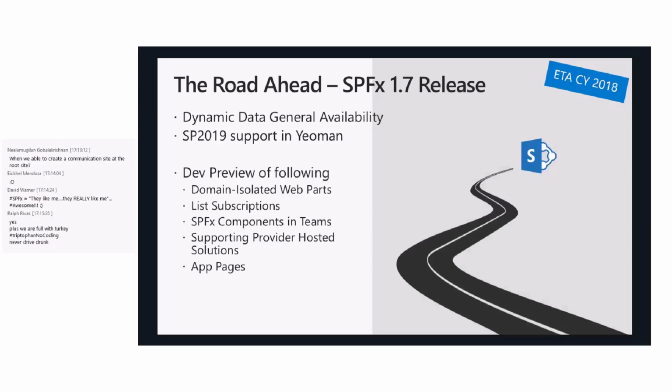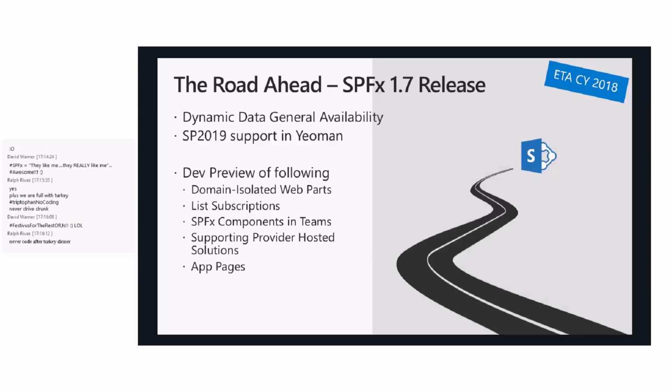So stuff is coming out relatively soon. As part of 1.7, dynamic data goes to general availability. SharePoint 2019 support will be natively in Yeoman. So when you execute the Yeoman generator, it will ask you, are you targeting SharePoint Online, SharePoint 2016 forward, or SharePoint 2019 forward? So you can actually choose which one you want to use.